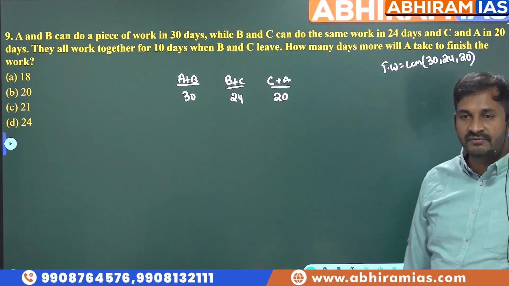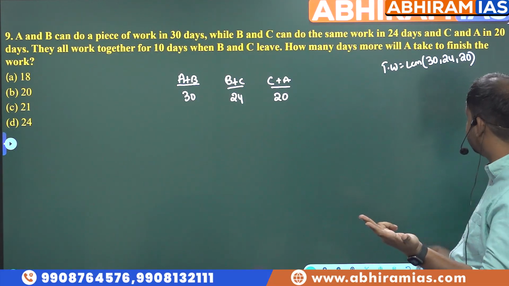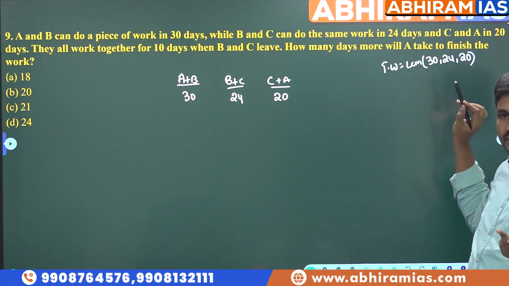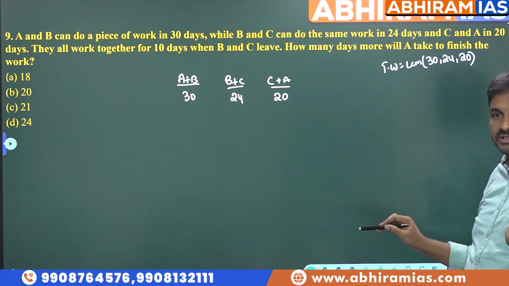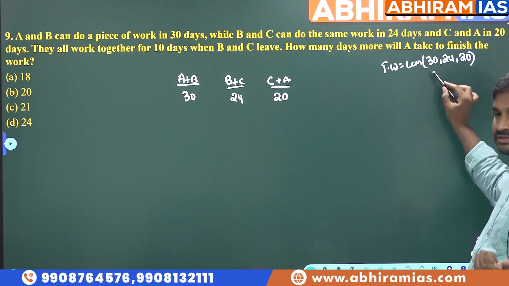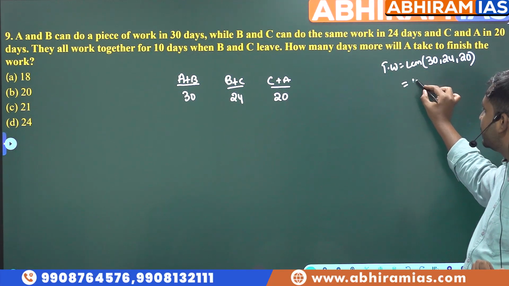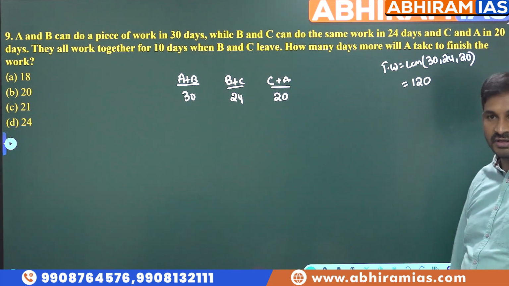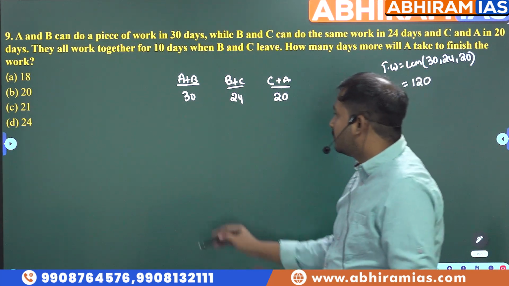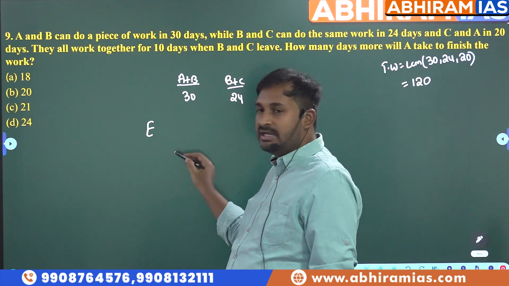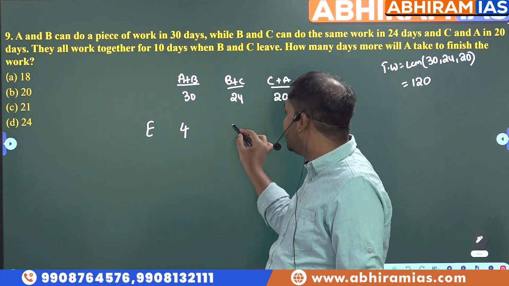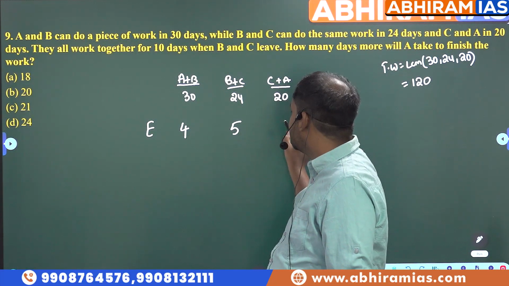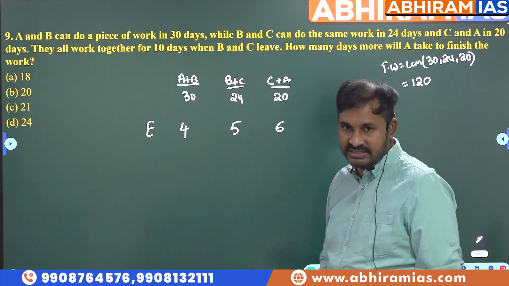Okay, multiples of 30, 30. Next 60. Not divisible by 24. Next 90, not divisible by either of these two. Next 120. Yes, 120 is divisible by these two, right? So my LCM here becomes 120. So now what are their efficiencies? A and B combined efficiency will become 4. B and C combined efficiency becomes 5. C and A combined efficiency becomes 6.